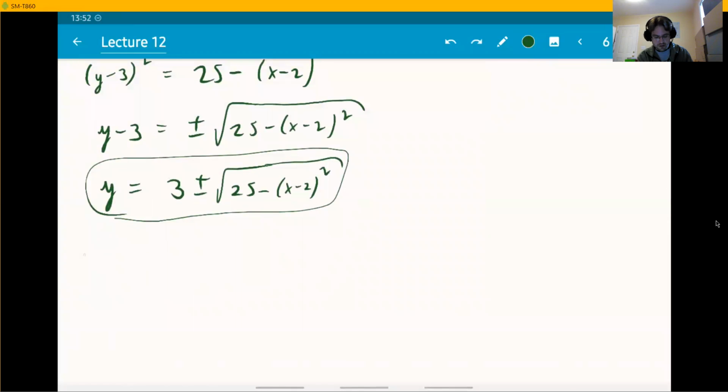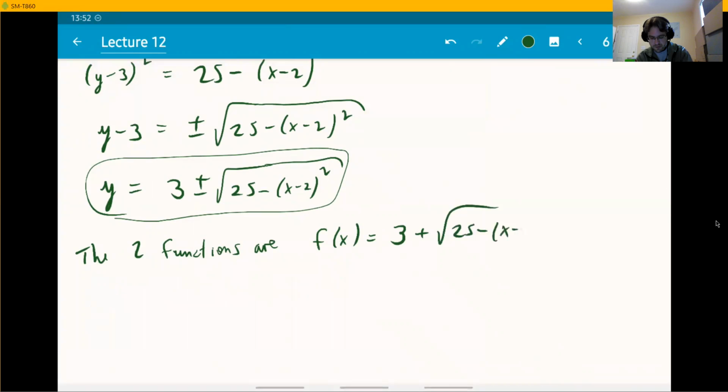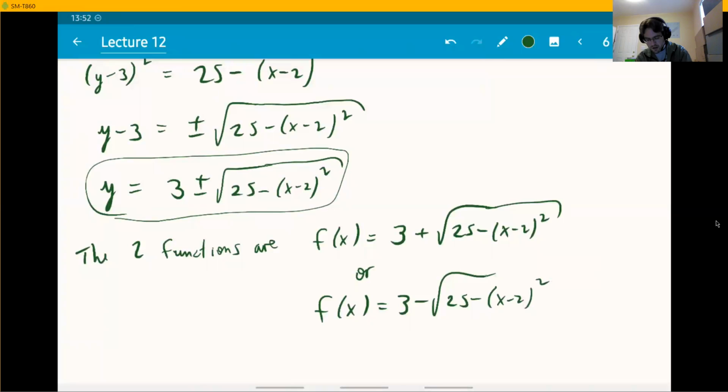So the two functions are, now instead of y, you can call that f of x. It is a function of x. This expression using the plus, or f of x equals the same thing using the minus. And we can even discuss the domain of these if we want, because we have a square root. You want the thing inside of the square root to be larger than or equal to 0, but let's not worry too much about that. There are two functions defined by this expression.